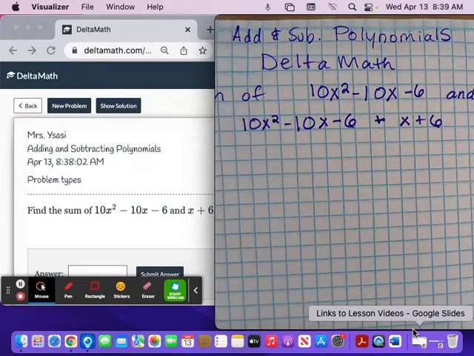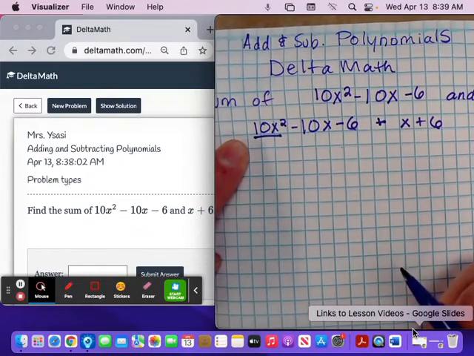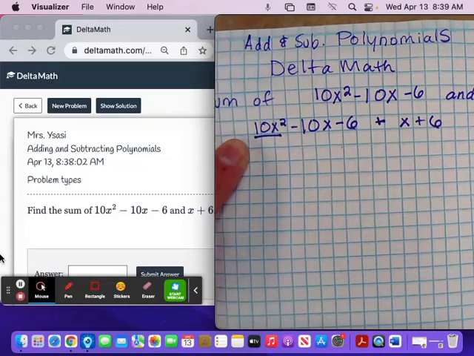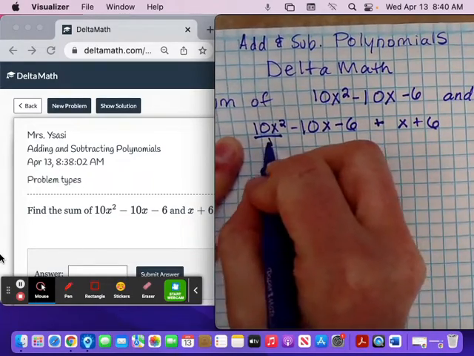So when we have a problem like this, we're looking for our like terms. You always want to start with the highest variable exponent, the highest degree. Remember we learned about degrees yesterday? This is our highest degree, and we look for like terms. So there are no other like terms with 10x squared. So we're just going to carry it down.